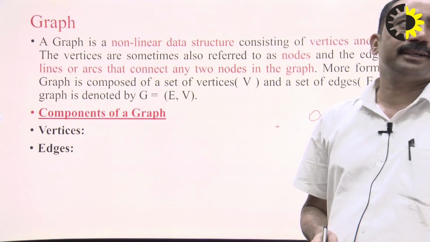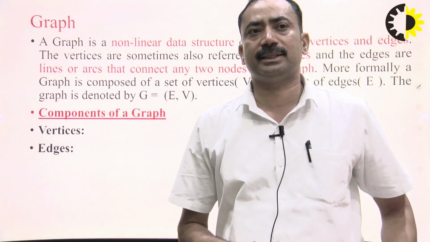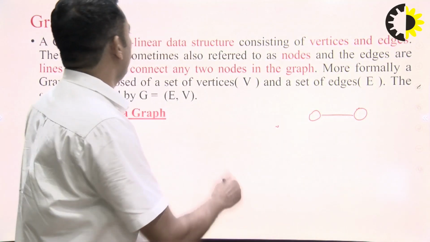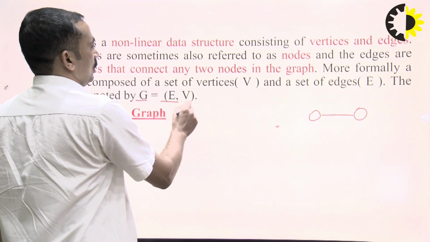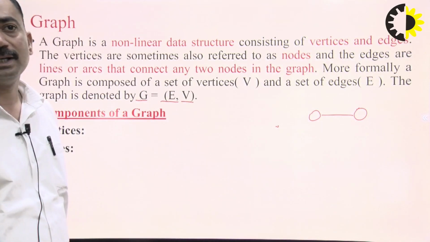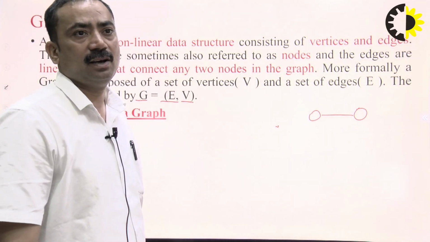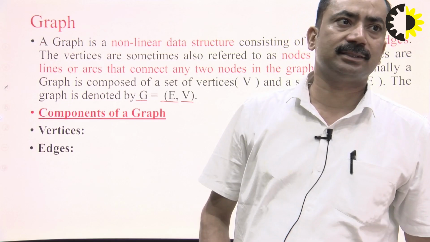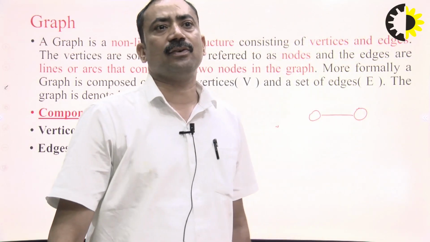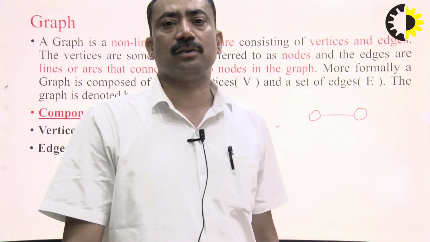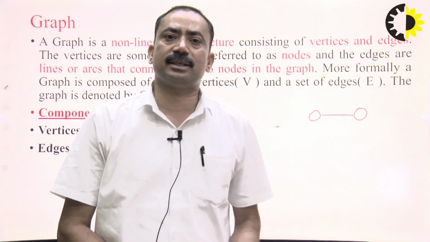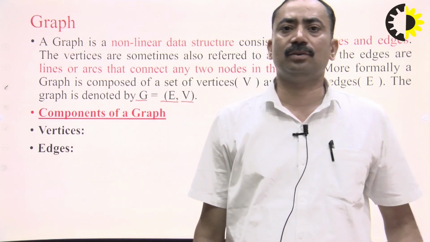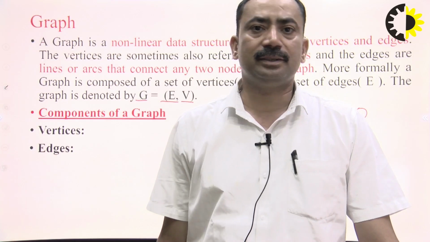Or formally we can say a graph is composed of a set of vertices and a set of edges, and the graph is denoted as G(V, E). A graph is a collection of vertices and edges. The components of a graph are vertices and edges. Vertices are the fundamental units of the graph. Sometimes vertices are also known as vertex or nodes, and every node can be labeled or unlabeled.